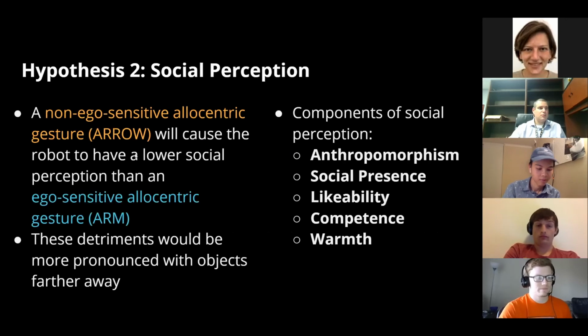Our second set of hypotheses were centered around social perception. We believe that when the robot used an arrow gesture, it would have lower social perception compared to the arm gesture. The components of social perception we decided upon are listed on the right, such as anthropomorphism, social presence, likability, competence, and warmth. Their definitions and the following questionnaire for them were pulled from the Godspeed and Rosas papers.